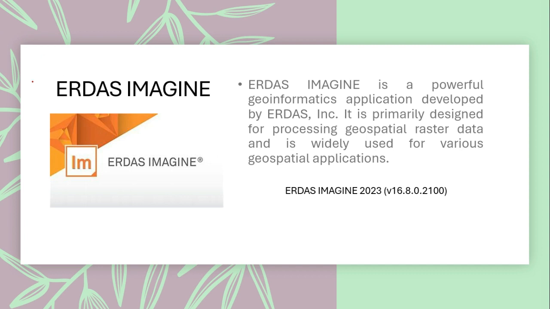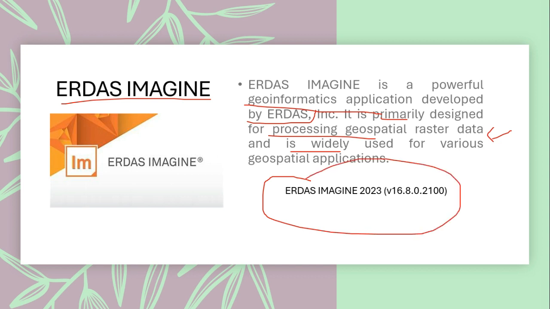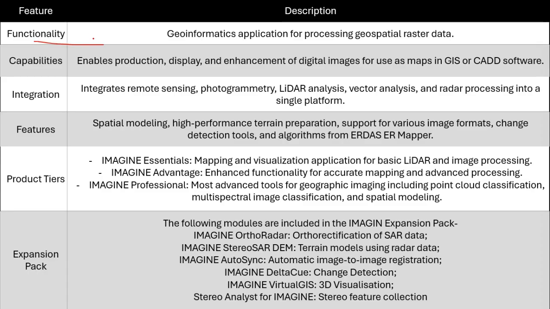Now we'll talk about the ERDAS Imagine software. ERDAS Imagine is a powerful geoinformatics application developed by ERDAS. It is primarily designed for processing geospatial raster data, but it is also used for various geospatial applications. The current version of ERDAS Imagine is ERDAS Imagine 2023 version 16. The basic functionality of ERDAS Imagine is that it is used as a geoinformatics application for processing geospatial raster data.